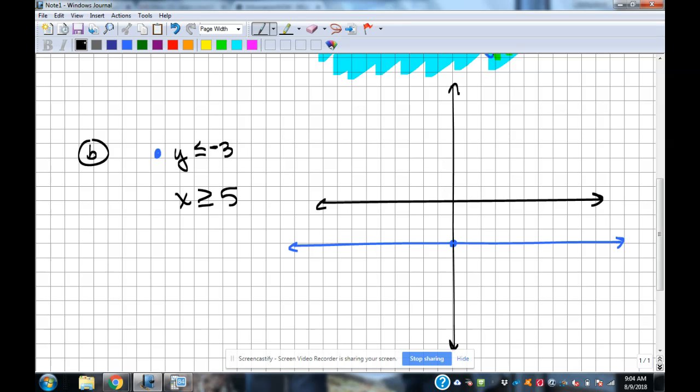Okay. Now, shading. Where is less than negative 3? Below it, right? These are easy to shade because if it's less than, it's going to be below it, right, on the y-axis. So all the shading would be down here. Okay, so we're going to shade below that.